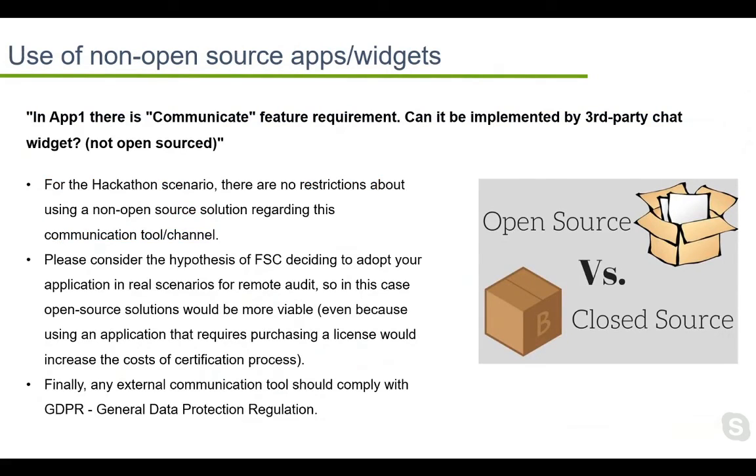Now we are starting on some points that were raised in last week's presentation. Someone asked a question about using non-open source widgets in the solutions that you're supposed to present at the end of this hackathon. So the question is: in App 1, you need a communication channel between the certificate holder and the certificate body, and can it be implemented by a third-party chat widget?